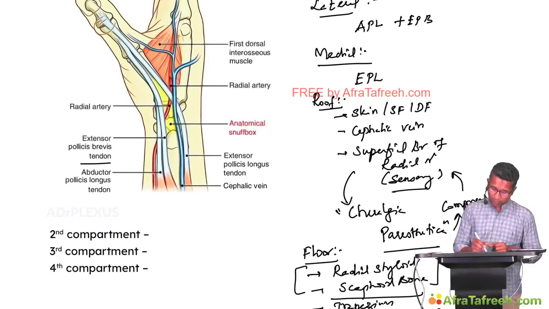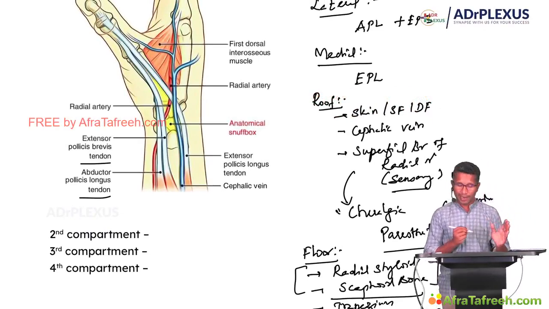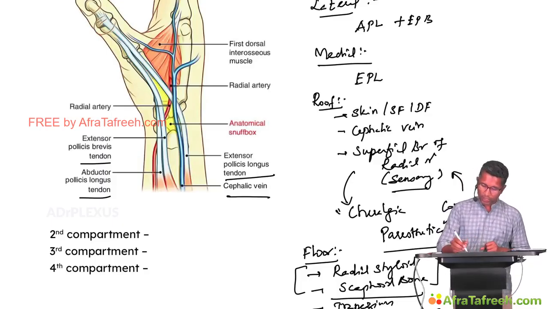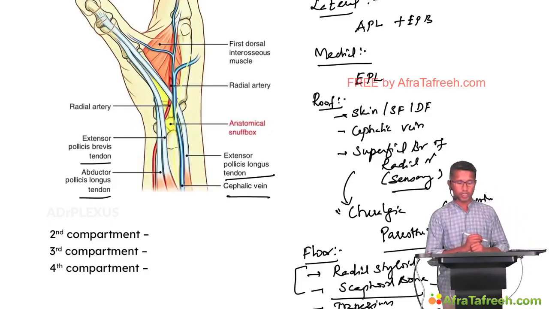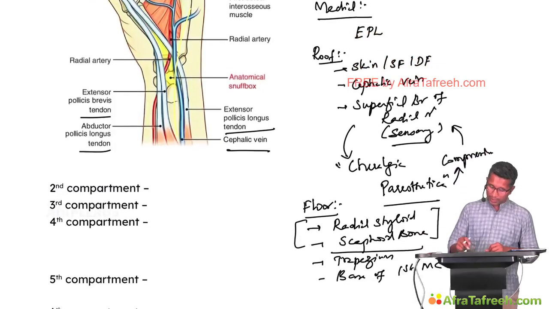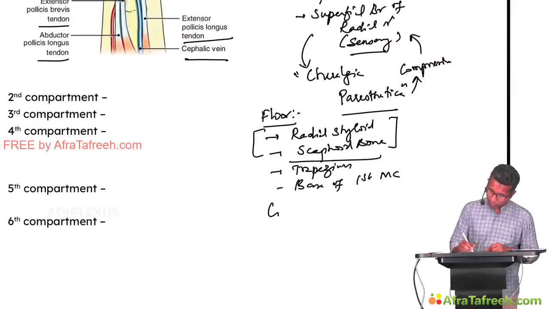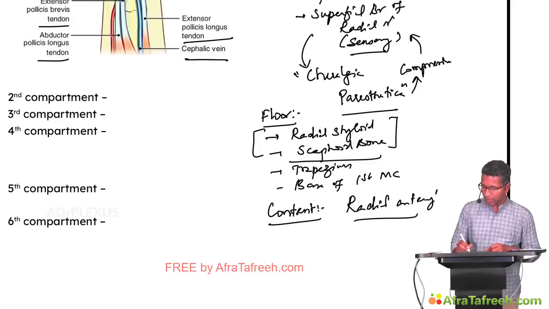You can see the extensor pollicis brevis and abductor pollicis longus tendons forming the lateral boundary, and the extensor pollicis longus tendon forming the medial boundary. Running on the roof is the cephalic vein, and they have missed a nerve here, which is the superficial branch of the radial nerve. And what is the content? The content of this anatomical snuff box is our radial artery.